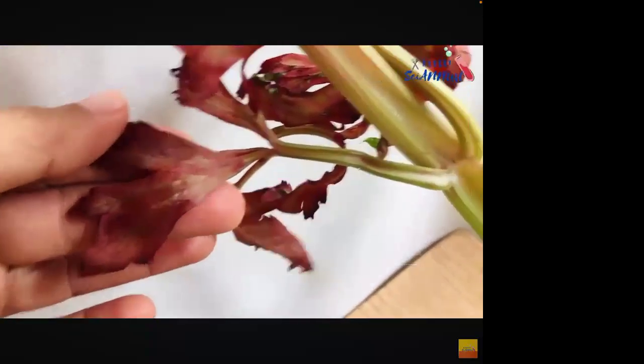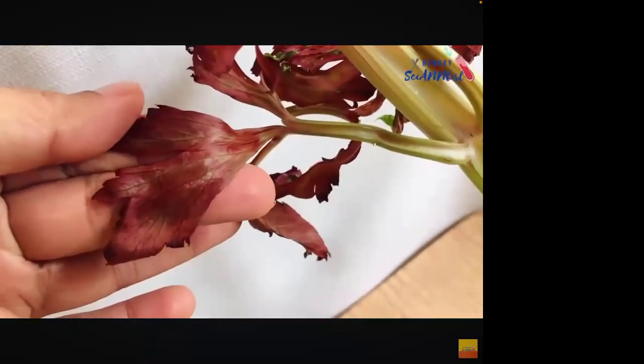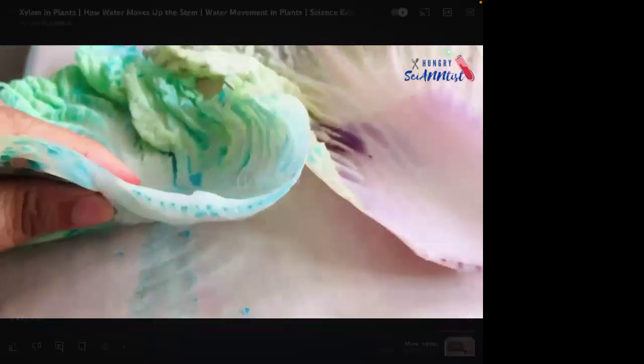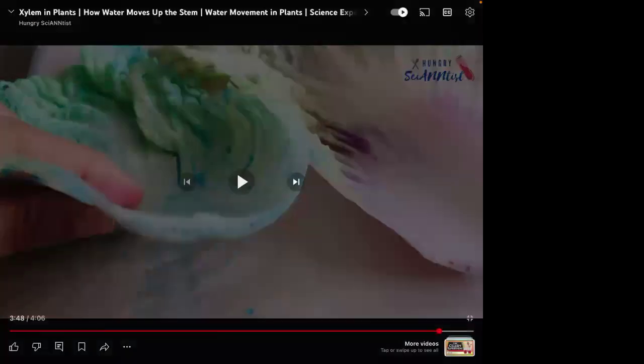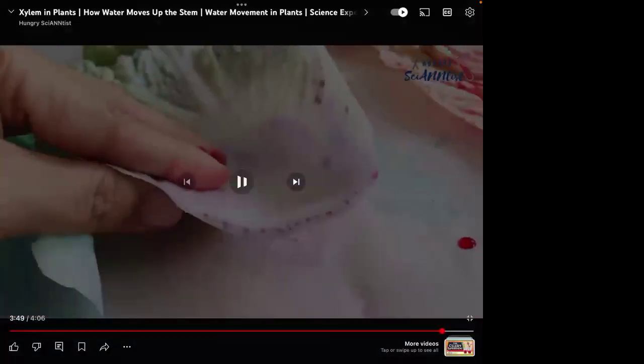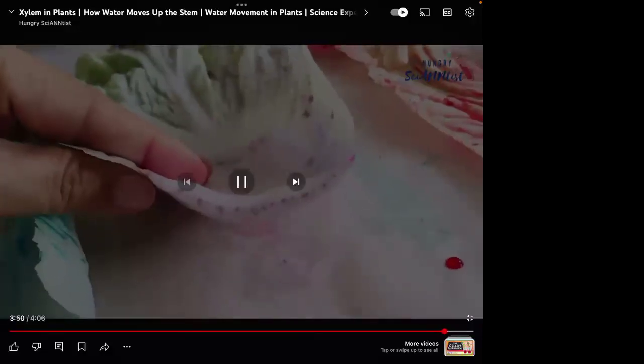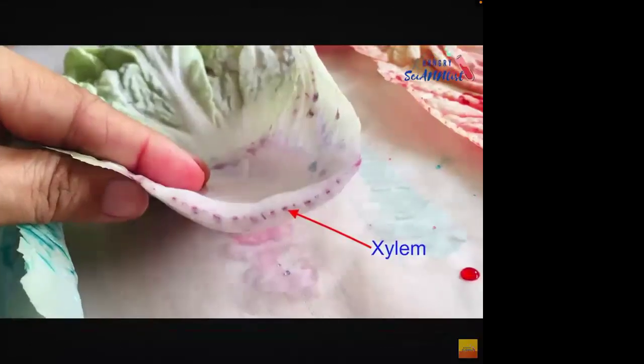Plants have xylem. Xylem is a tube that carries water and nutrients. You can see the small holes are there, right? They are responsible for carrying the water upwards, from the roots to the stem, through the xylem cells, and to the other parts of the plant.